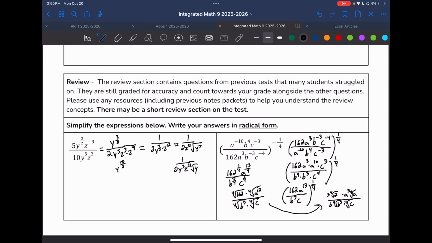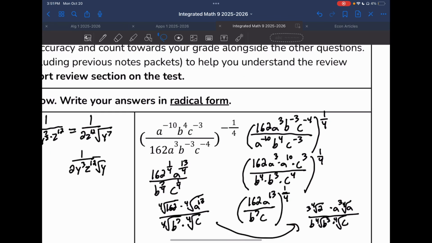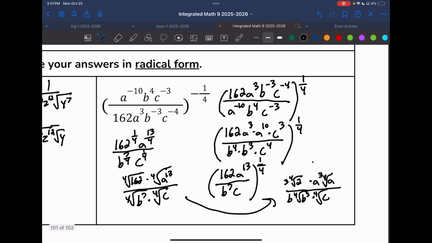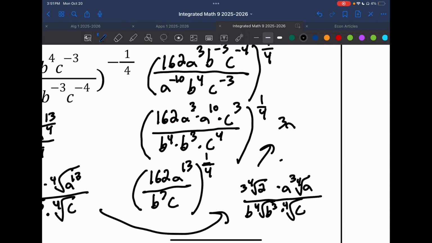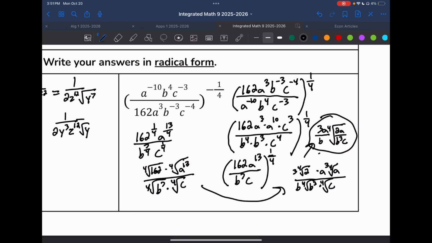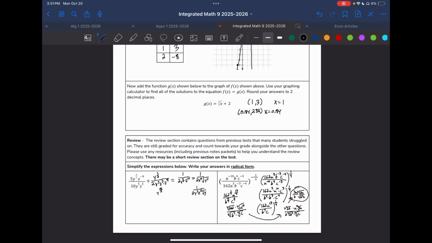meaning that my final answer, after I've done all of that simplification, I can write it 3a over b times the 4th root of 2a over b cubed c. That's my fully simplified answer.